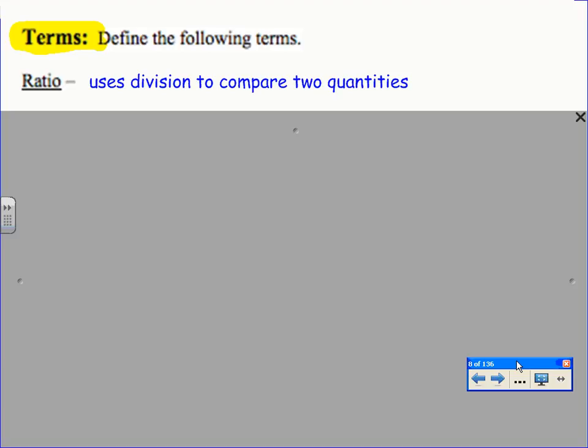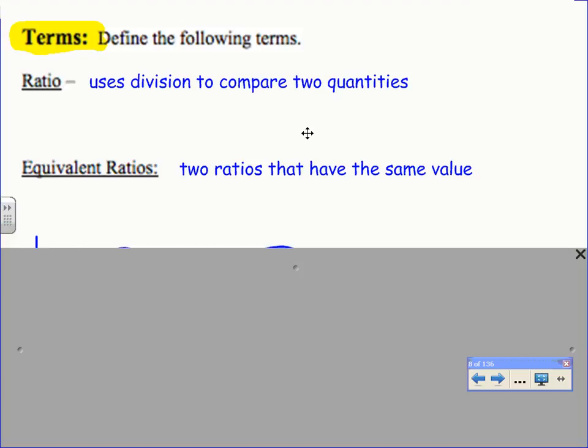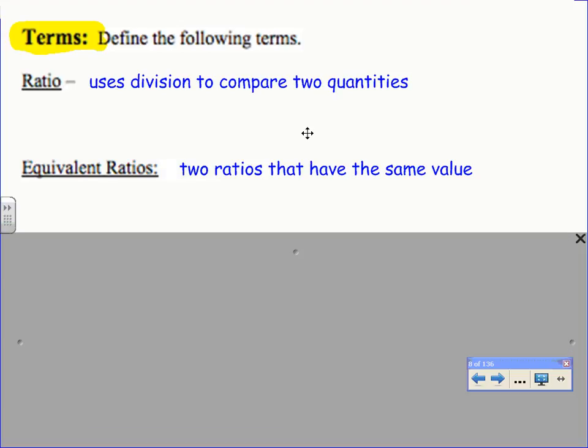Second definition, equivalent ratios. You guys know from chapters 2 and 3 that equivalent means equal. So equivalent ratios are ratios that have the exact same value. We're comparing two quantities, but when you simplify them, they are equal. The definition for proportion, I need you to cross off. We will get to that in the next lesson. So just cross that off.